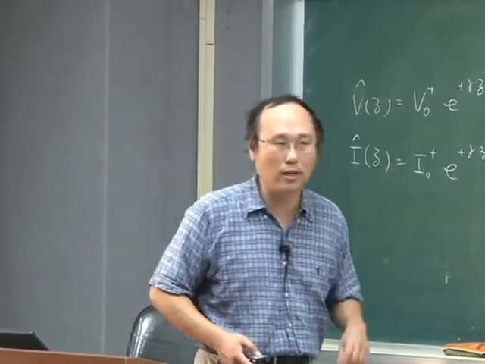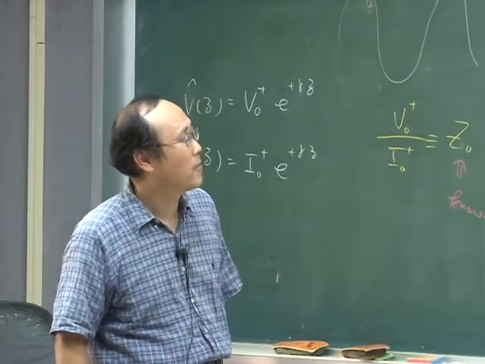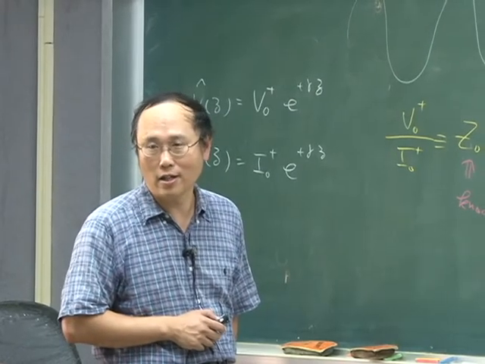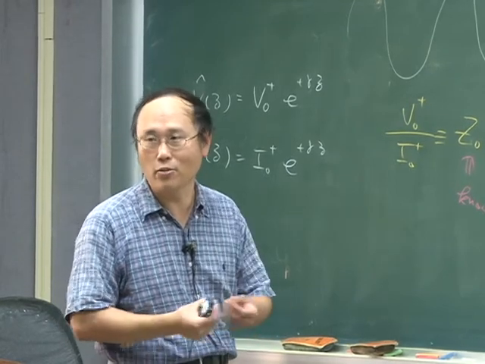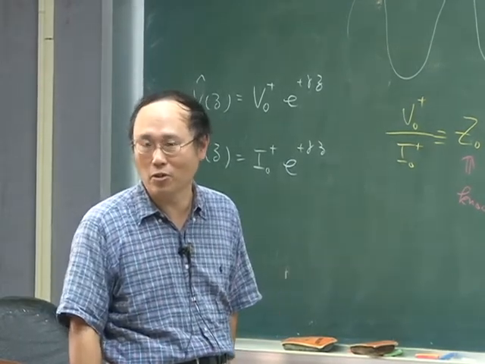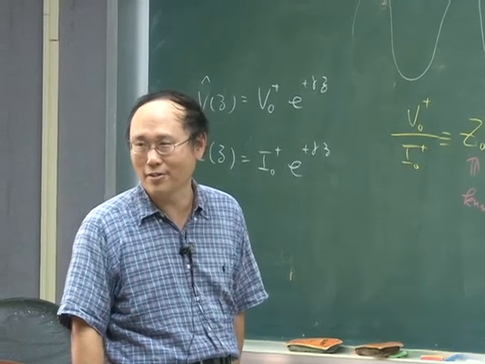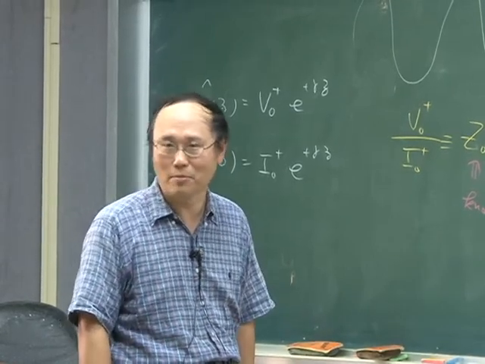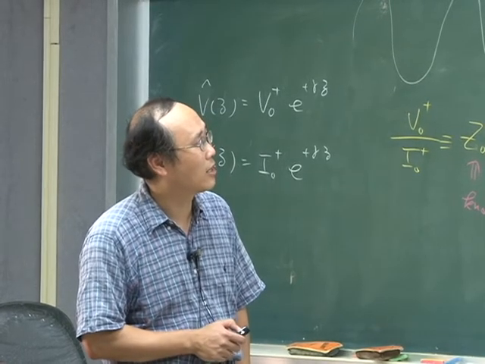Okay, let's try to understand the transmission line in some special cases. Well, the first special case is a lossless line. Suppose that your transmission line is lossless, and in fact, you really want to build a transmission line with very small loss, because you want to use the energy for doing something else, for your applications. And suppose that you have a lossless line.